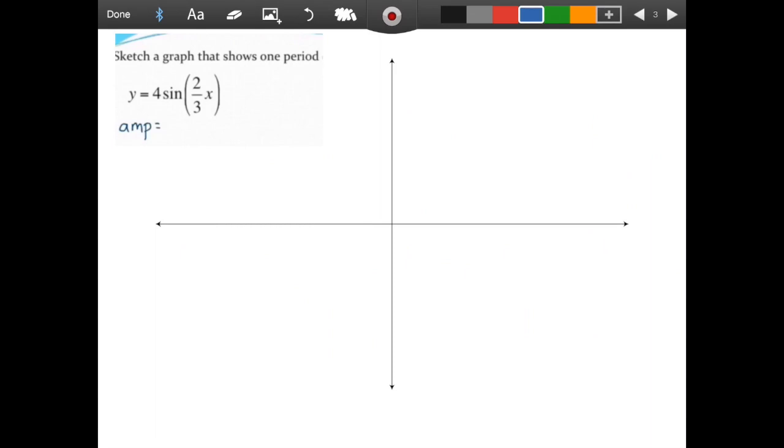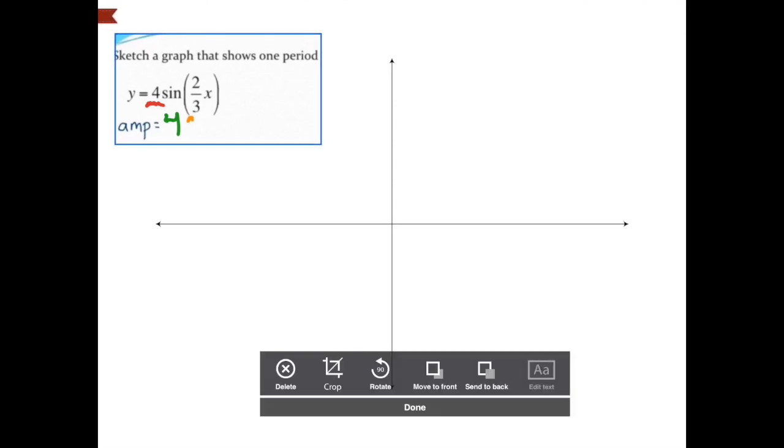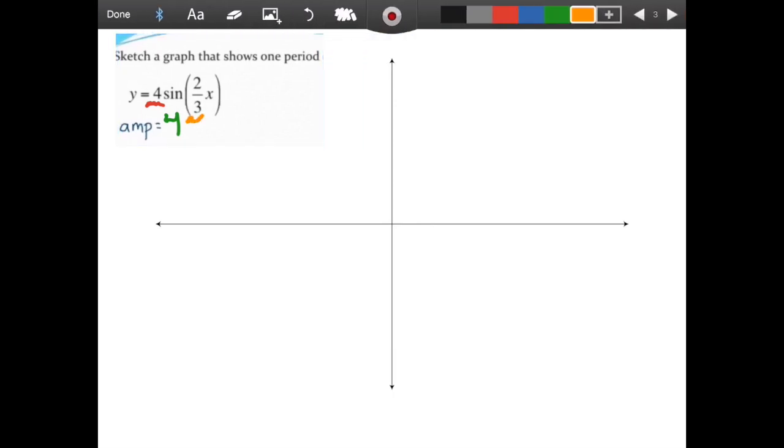But I'll talk through this one. We definitely have an amplitude because there's this 4 in the front. So similar to the previous example, our amplitude is 4. We now have this term of 2/3 in front of x. And so what does that mean?